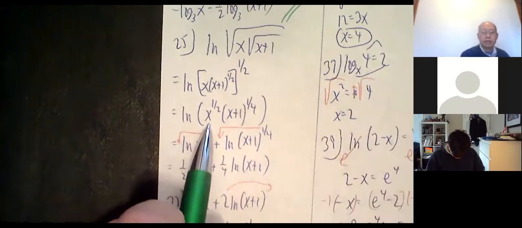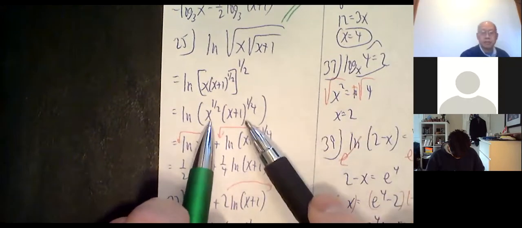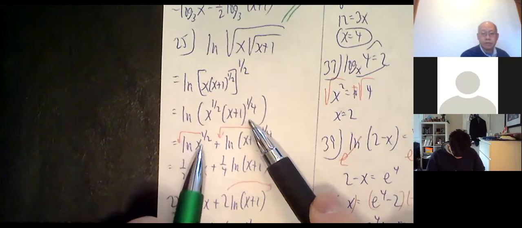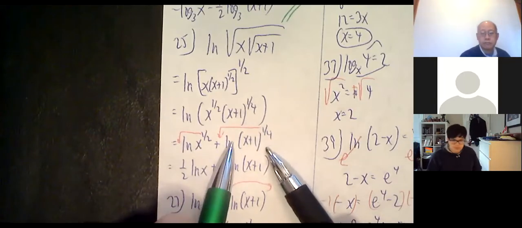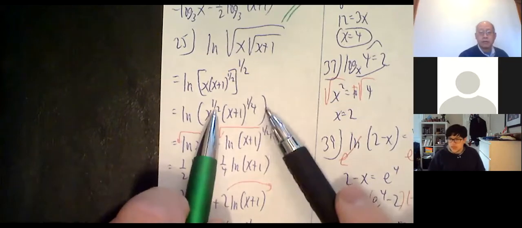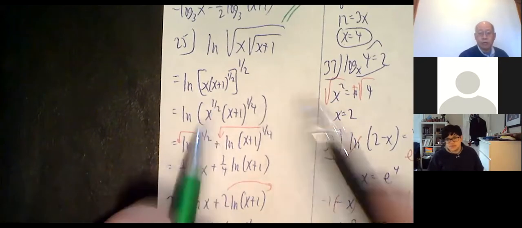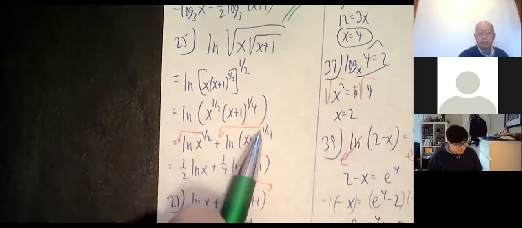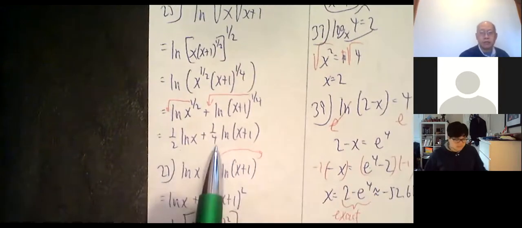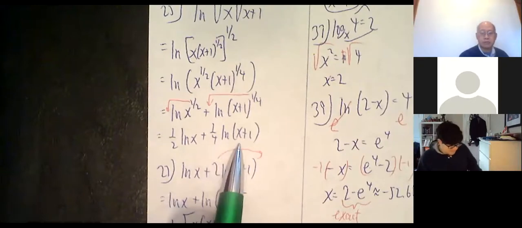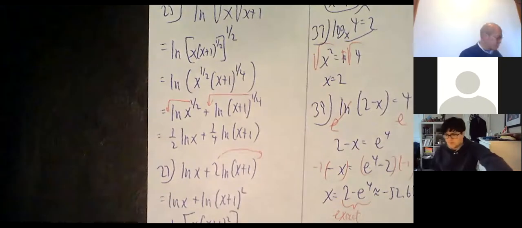So ln of a product, ln of something times something, is ln of the first plus ln of the second. And now we know how to deal with these 1/2 and 1/4. 1/2 comes down in front, 1/4 comes down in front. So there we go, 1/2 ln x plus 1/4 ln of x plus 1. So that's how to deal with that kind of problem.